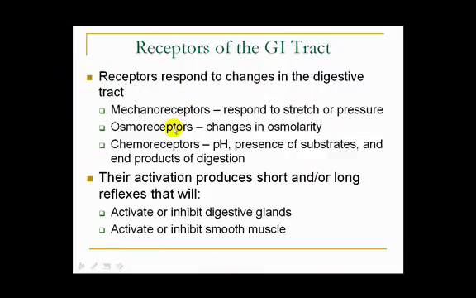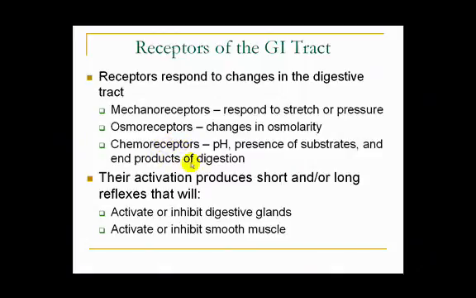You also have osmoreceptors, and they're detecting changes in osmolarity. Now remember, osmolarity is the level of solutes in a solution. When you eat something, you're increasing the osmolarity of, for example, what's in the lumen of your stomach, because now you have sugars, proteins, different things that are now in there, so you have a high osmolarity. Your digestive tract knows that there's food there and digestion needs to start taking place.